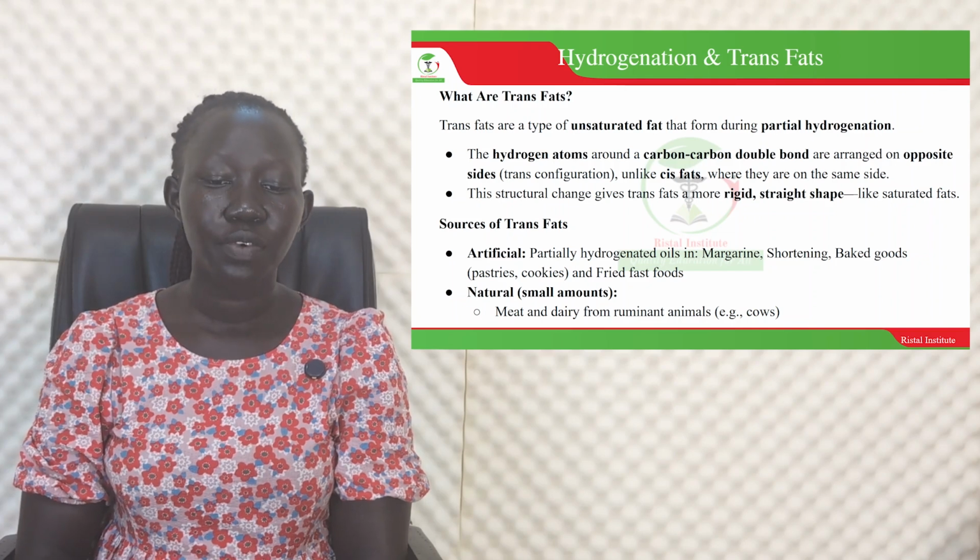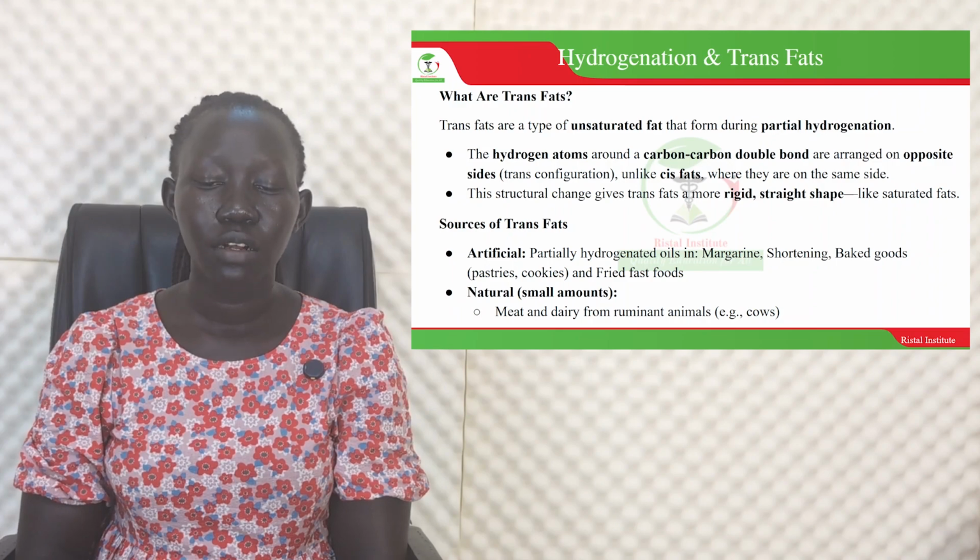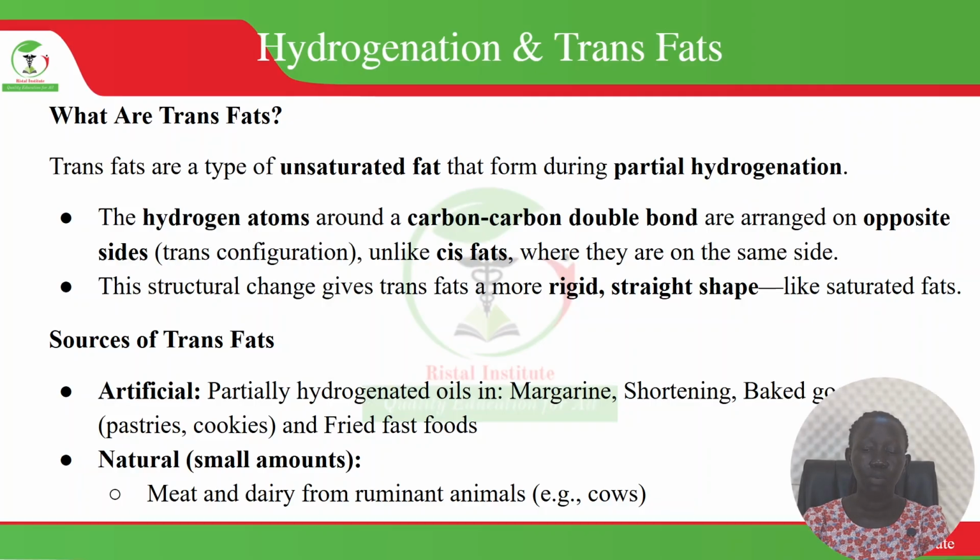Some sources of trans fats: we have the artificial and the natural sources, and most of them are artificial sources, whereby partially hydrogenated oils are formed. For example, margarine, shortening, baked goods, including pastries and cookies, and also fried fast foods. The natural trans fats occur in very small amounts, especially in meat and dairy from ruminant animals, e.g. cows.